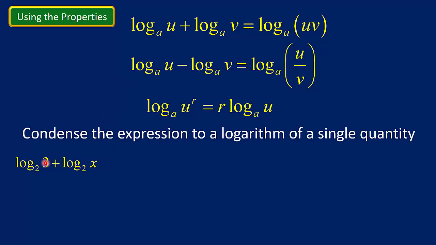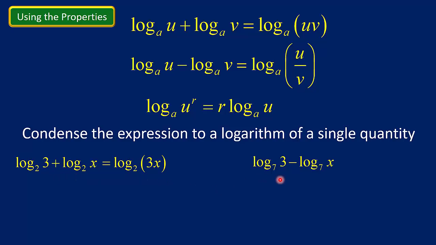And notice we have a sum of logs. Well, that draws our attention up to this property. We can rewrite this as a single log of a product. So in other words, I could rewrite this as log base 2 of 3x. Okay? Let's take a look at this one.